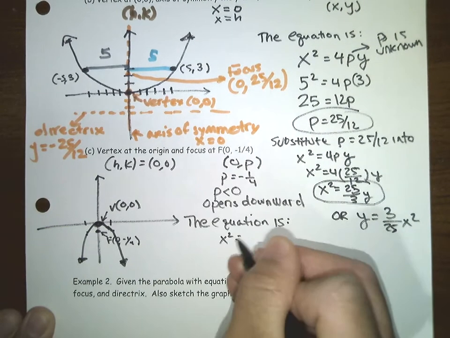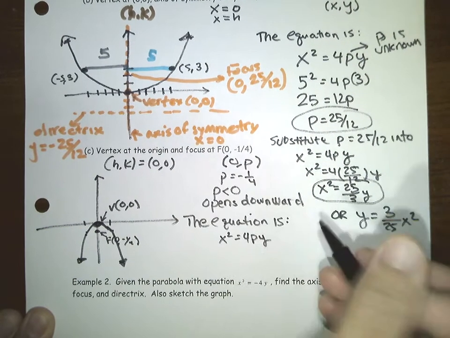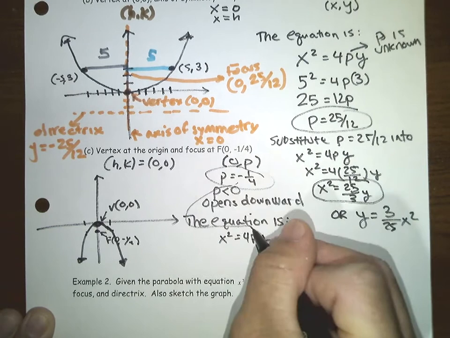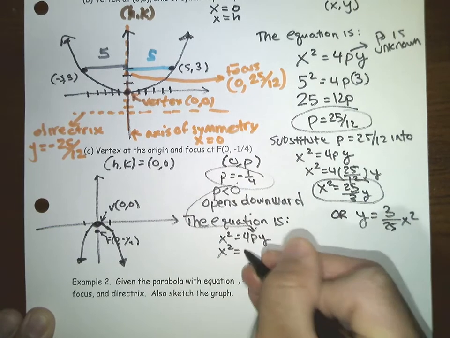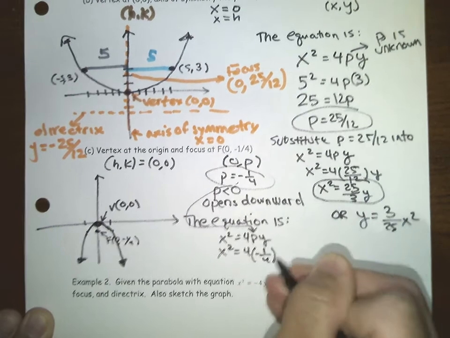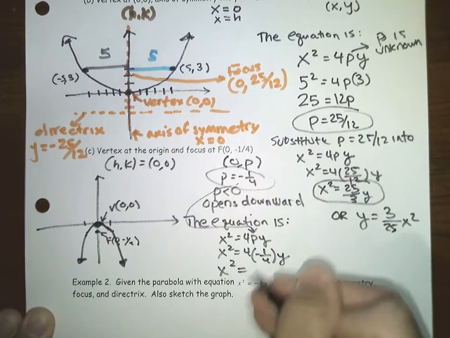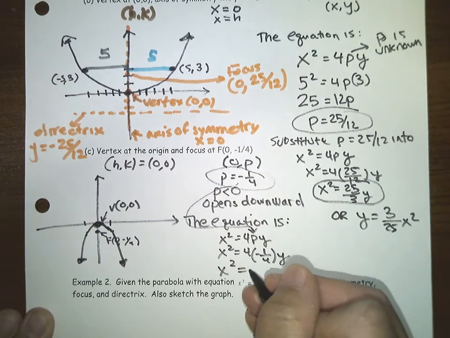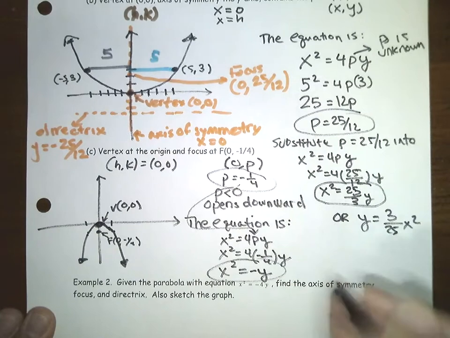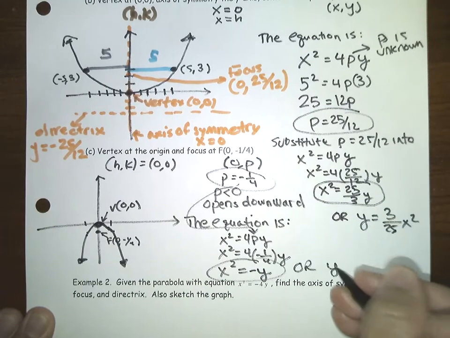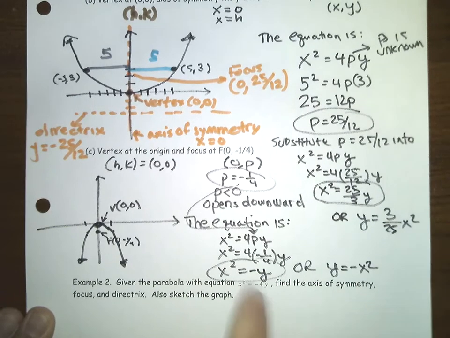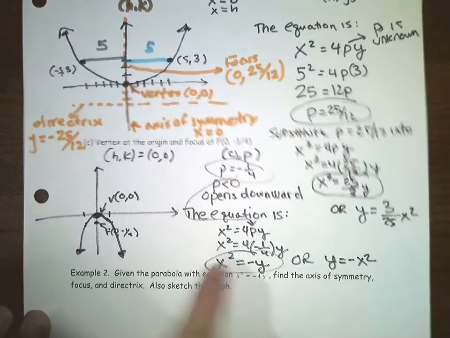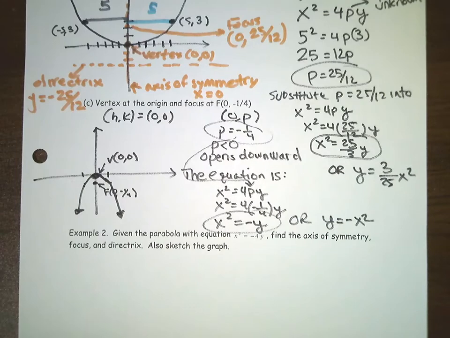The equation is going to be x squared is 4py, but p was negative 1/4, so x squared is 4 times negative 1/4 y. 4 times a negative fourth is negative 1, so x squared is negative y, or just y is negative x squared when you multiply by the negative 1. So this is just y equals negative x squared.